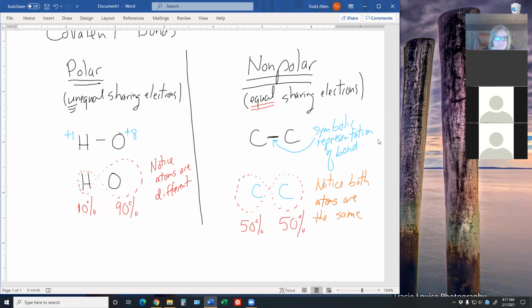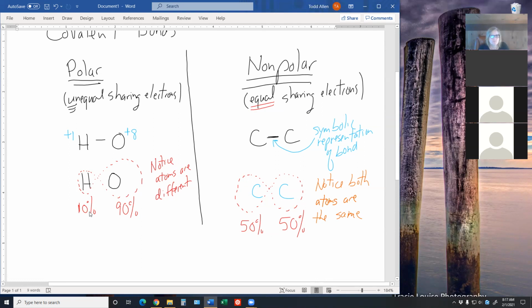I really appreciate that. So again, folks, think of a tug of war. We've got team oxygen with 8 team members, 8 protons. We've got team hydrogen with 1 team member, 1 proton. Team oxygen is just going to be a lot better at drawing electrons towards itself, which is why down here we're drawing it as 90% of the time oxygen is using the shared electrons versus 10% of the time team hydrogen is using the shared electrons. Okay.